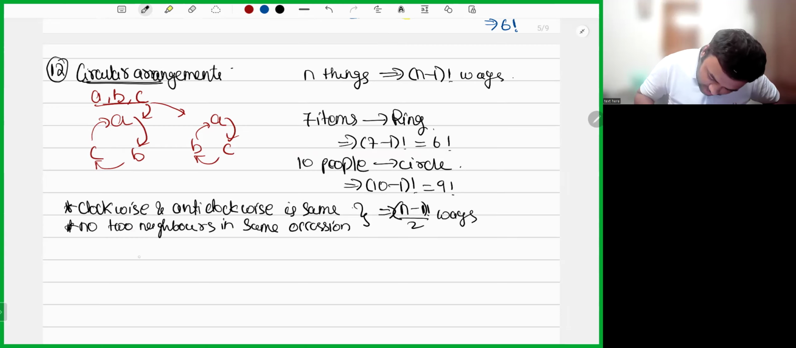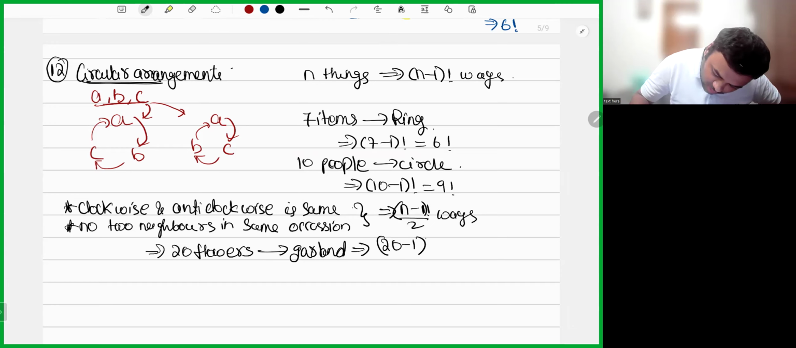Like say for example, I am having 20 flowers. I am asking you to form a garland. How will you form a garland with 20 flowers? 20 minus 1 factorial by 2. That is 19 factorial by 2 ways.